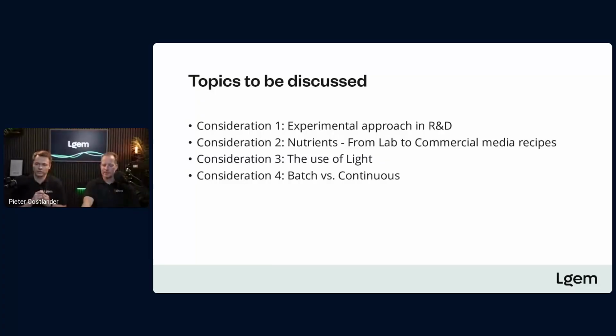The first one we will look at is the experimental approach that you plan to do in the R&D phase. Then secondly, we will look at the nutrients, how to bring the commercial nutrients to the lab. Thirdly, we will look at the use of light. And then we will look at how to operate the reactor and the advantage of batch versus continuous operation.